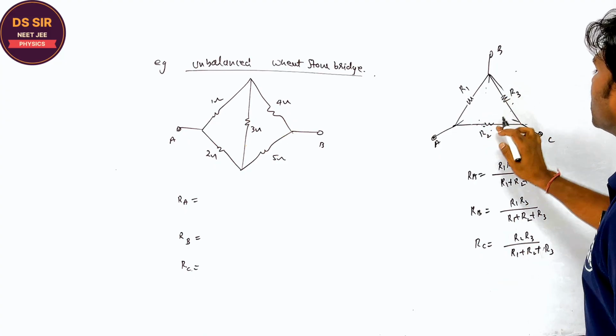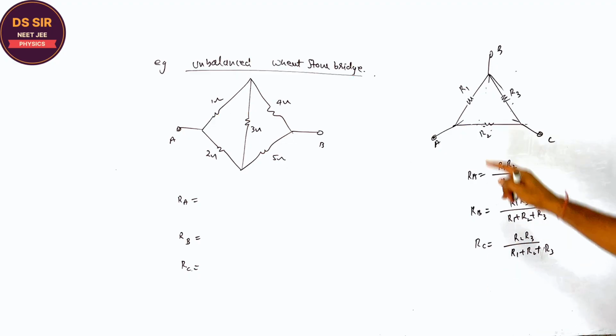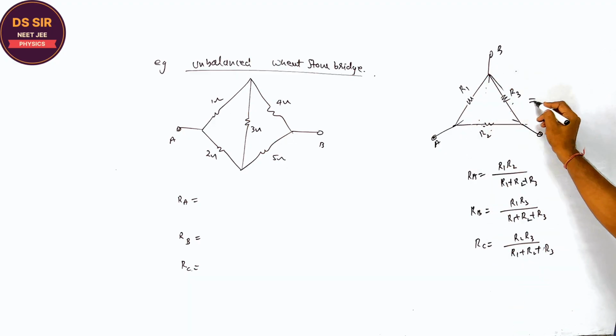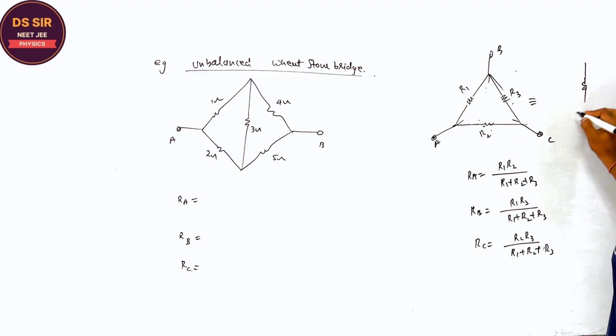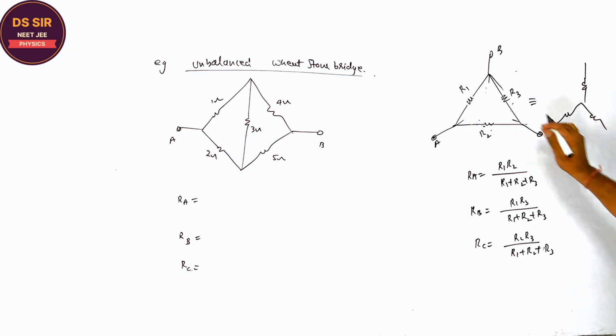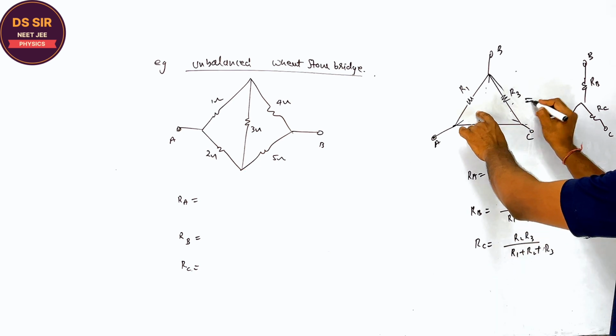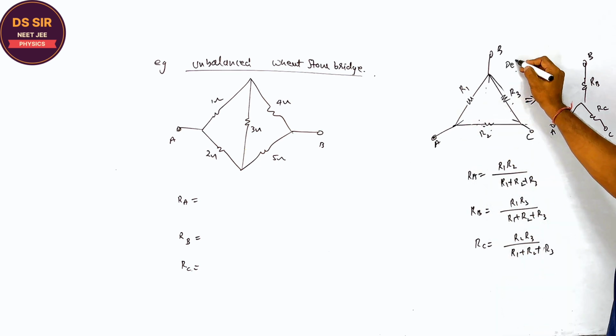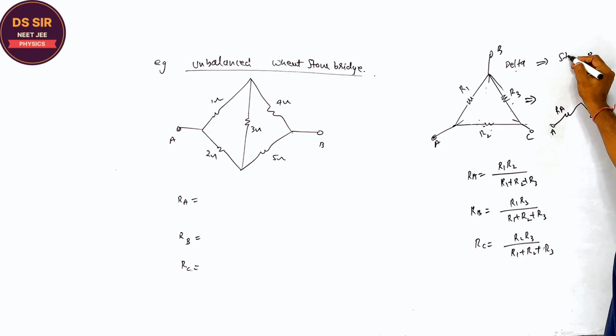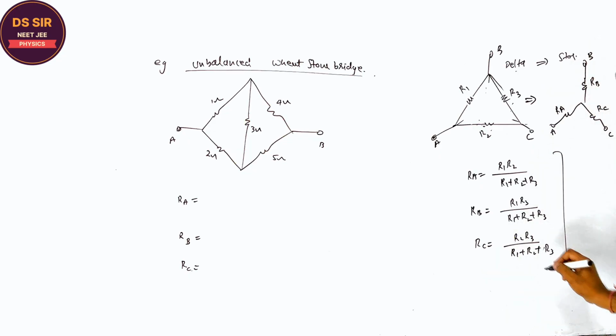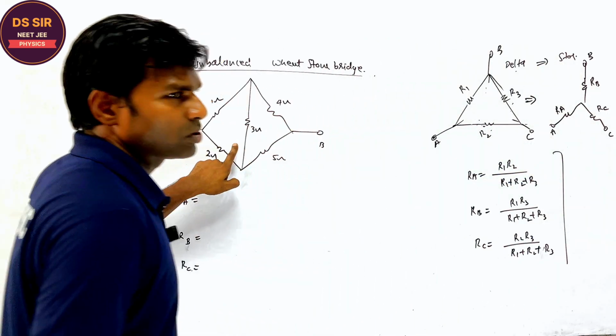Now listen one thing, these three resistances are connected in a triangle. Now the star conversion looks like this. If this is the point A, this is RA, this is the point B, this is RB, and this is the point C, this is RC. This is the delta and this is converted into star. This is a very useful transformation to convert this type of circuit to this type of circuit, to solve this type of question.